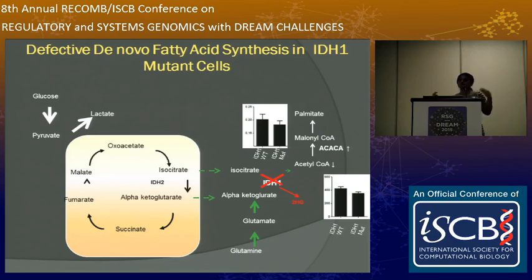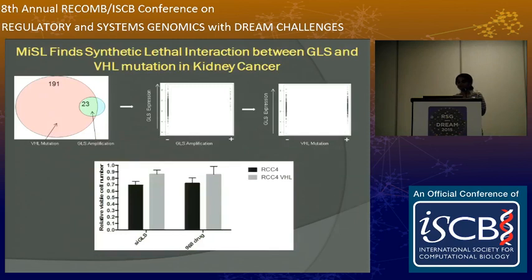Just to bring it back to MiSL, MiSL did not have any information about pathways. It was able to infer these relationships just by looking at mutation, copy number, and gene expression patterns. And again, we expect MiSL to be a pipeline that works for other mutations and other cancers. This is an example in kidney cancer where we find a novel synthetic lethal interaction between VHL mutation and glutamine. In this case, interestingly, glutamine is amplified selectively in the mutated cells. And this is our validation over here, which I can go over in detail with anybody who's interested later.